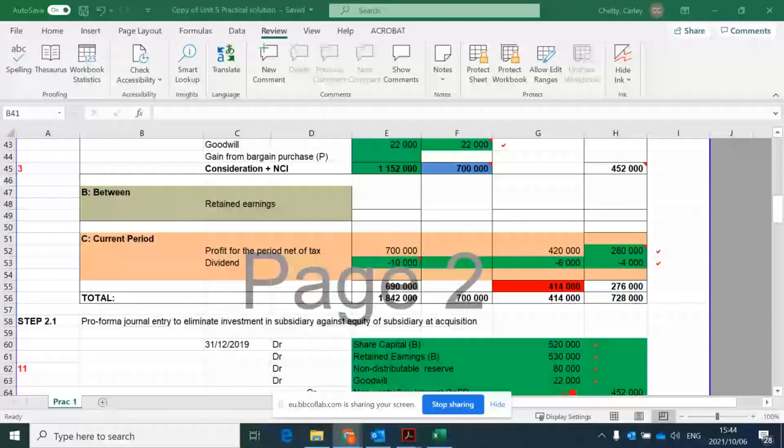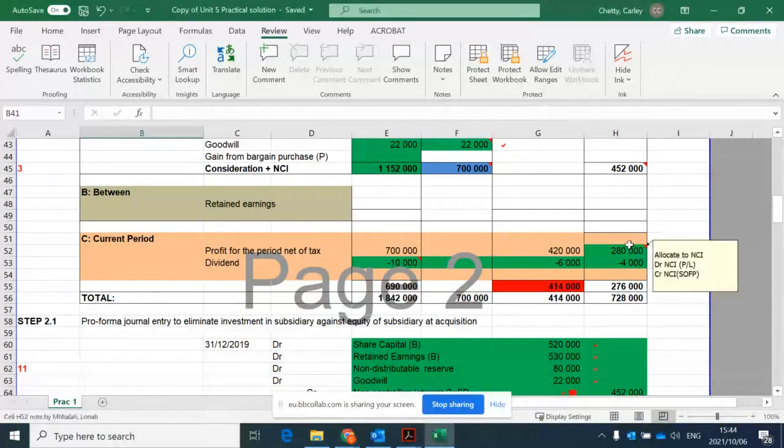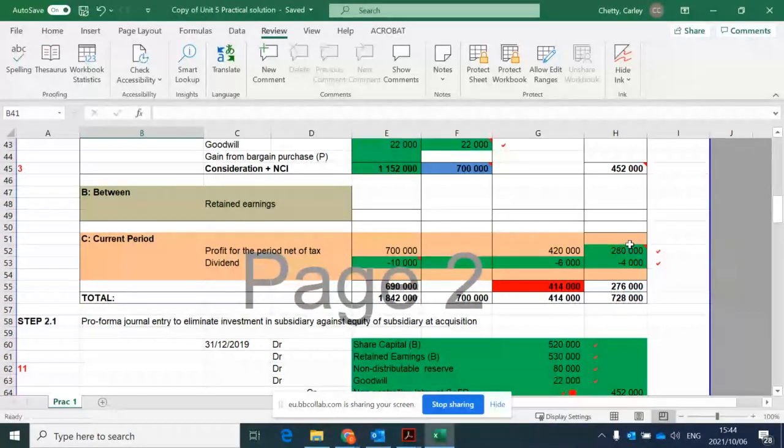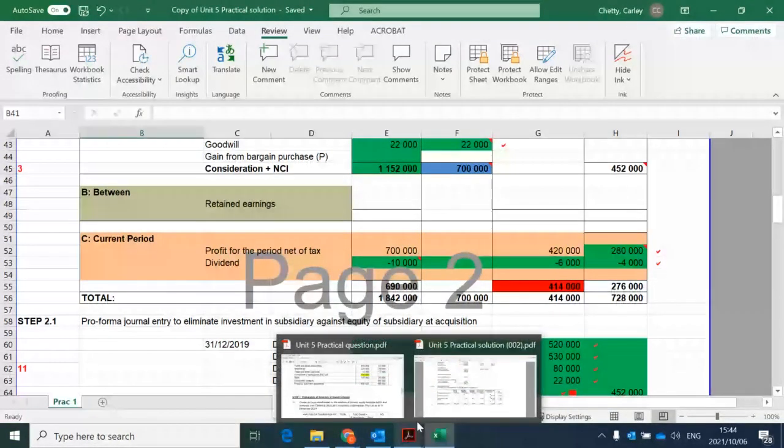How much does the parent get? So TalkTalkie will get 60% of this, which equals 420,000, and NCI will get 280,000 of this, okay? So we will have to allocate NCI 280,000 of the current year profit. So now that we have calculated our current year profit, you can total up each column and we'll see where these go in the various statements. Okay, so that is the first question.